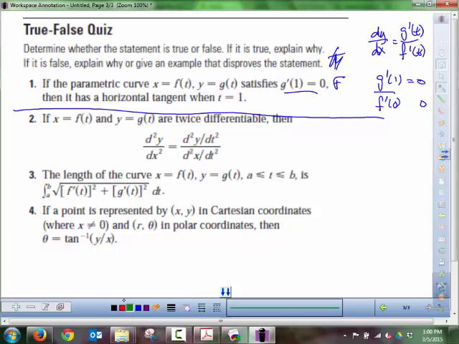If x is equal to f and y is equal to g, and it's twice differentiable, then the second derivative of y with respect to x is equal to the second derivative of y with respect to t over the second derivative of x with respect to t. True or false? False. Why?